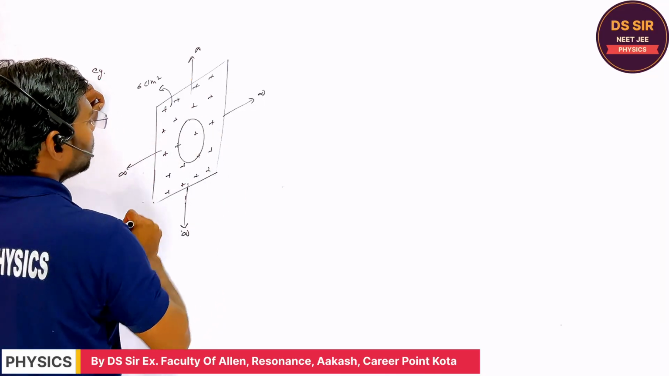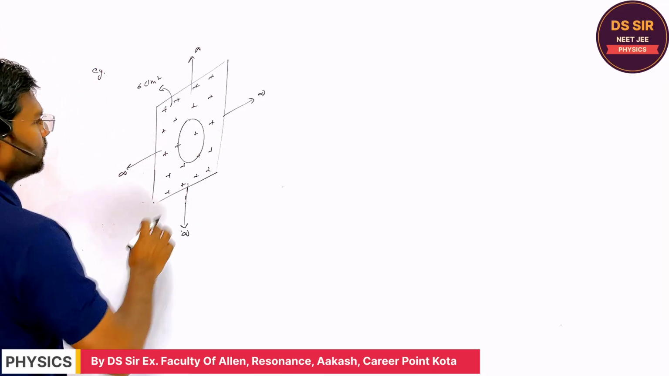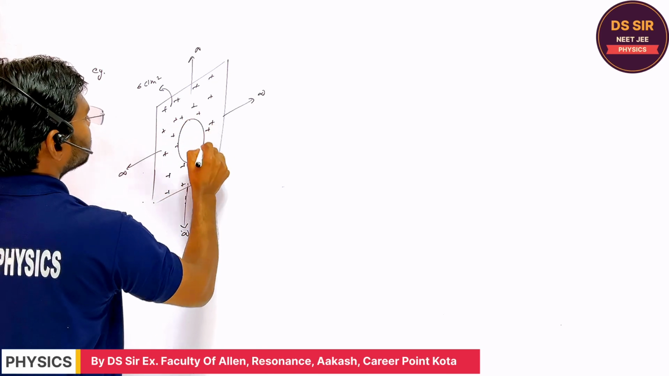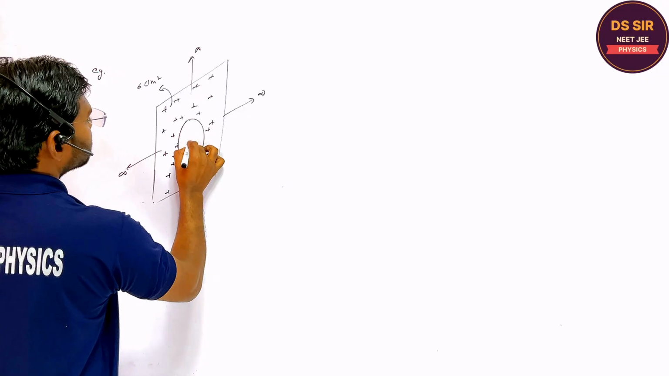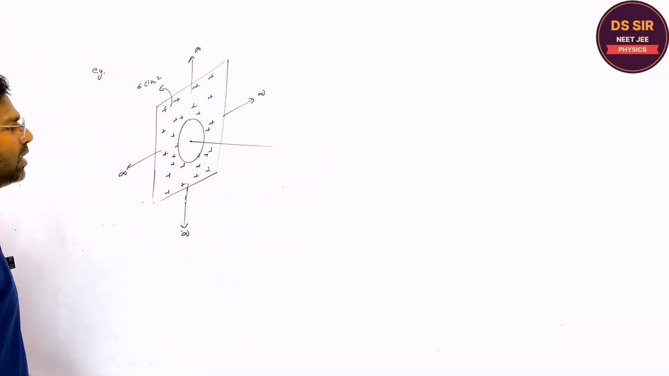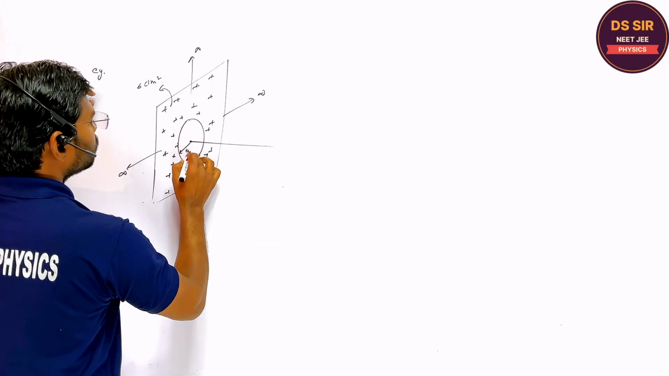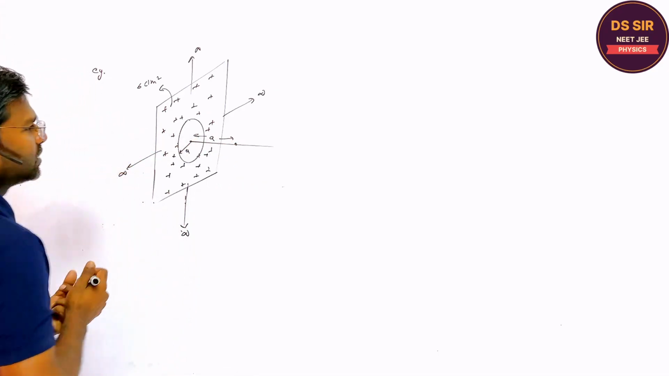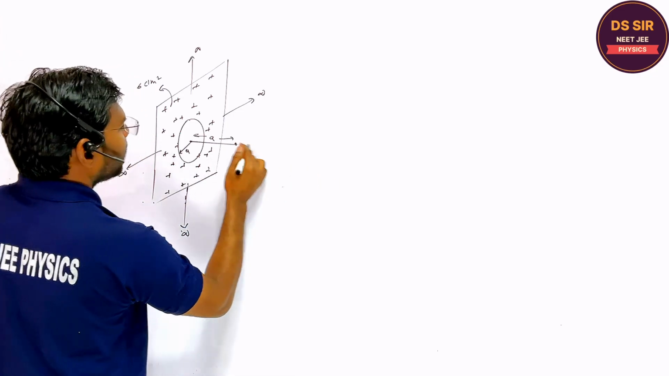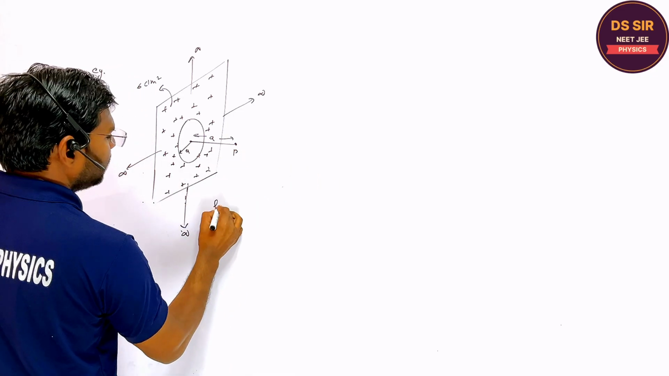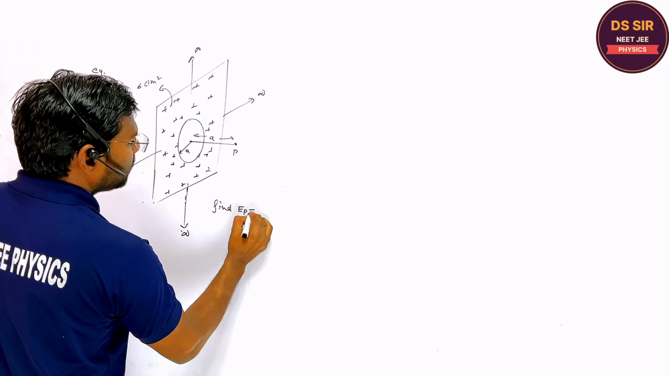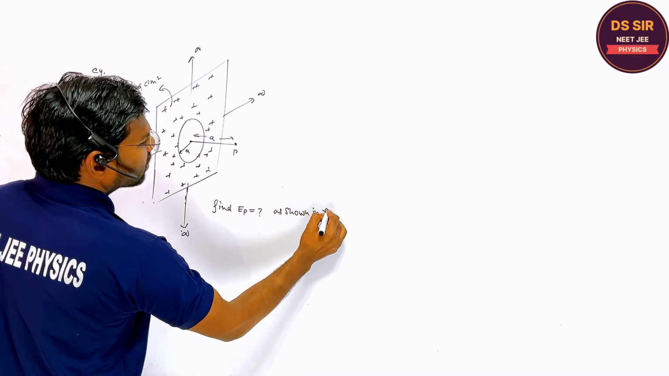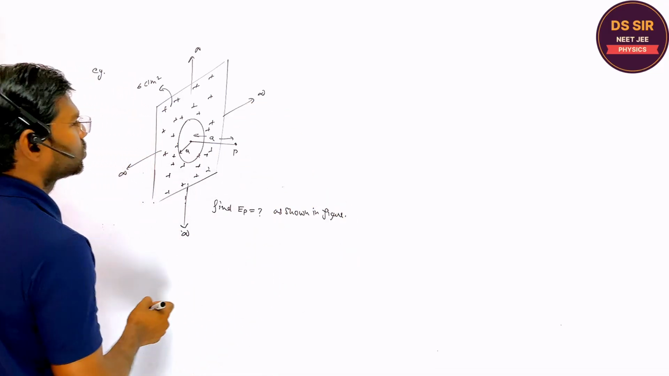And now we are making a hole. The surface charge density is everywhere, but this is the hole. Is it clear or not? The radius of the hole is assumed to be A, and this distance is also A. So you have to find the electric field at point P as shown in the figure. All right, this is the question.